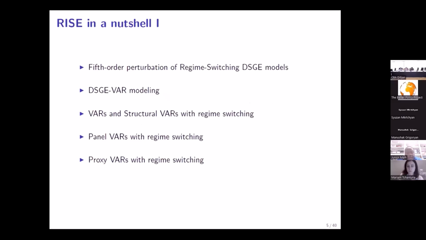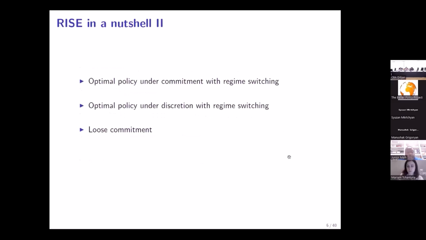It does DSGE-VARs, VARs and structural VARs with and without regime switching, panel VARs with and without regime switching, proxy VARs with and without regime switching. It does optimal policy under commitment with and without regime switching, optimal policy under discretion with and without regime switching, and loose commitment. That is the situation in which from time to time we have policies under commitment and some other times policies under discretion.